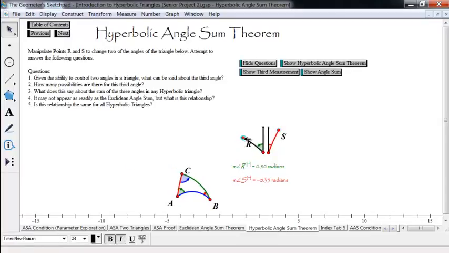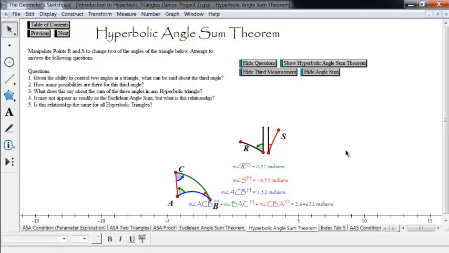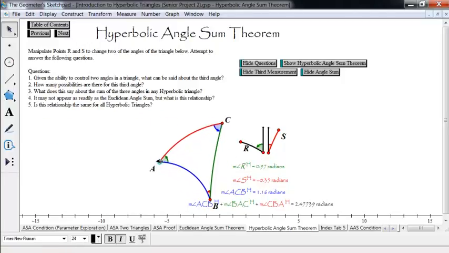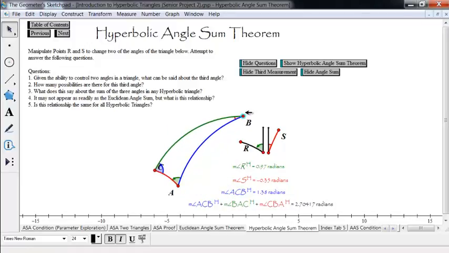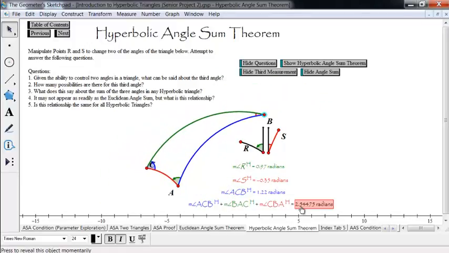So here we can specify a couple of angles, and we can show the third angle and the angle sum. But what's interesting is notice as you move this around in different places, that third angle changes size, and the sum is different. Also notice that the sum is always less than pi. Look at these numbers, they're less than pi.